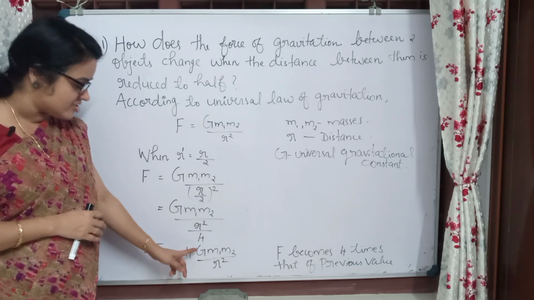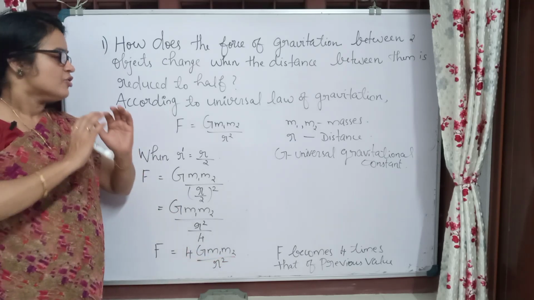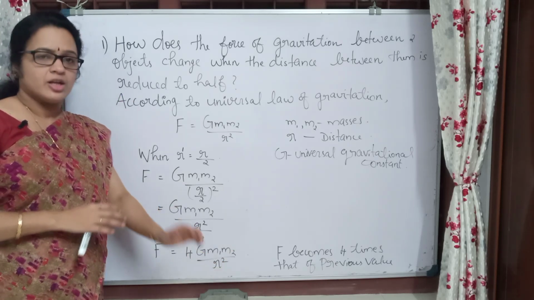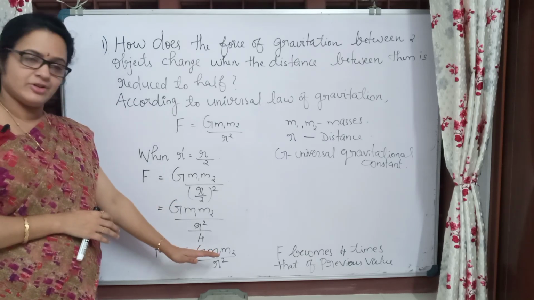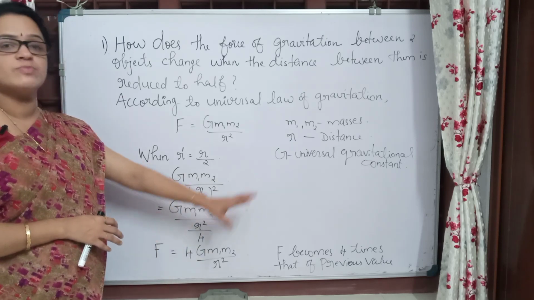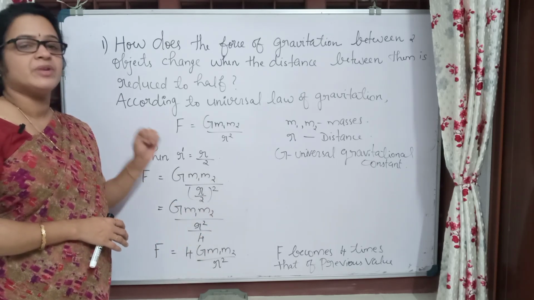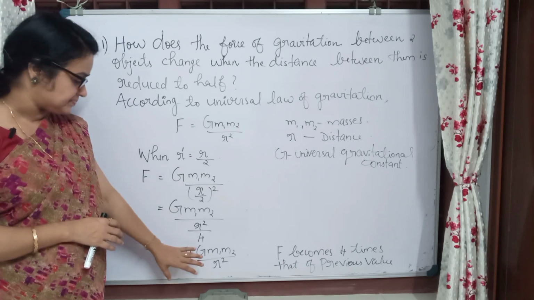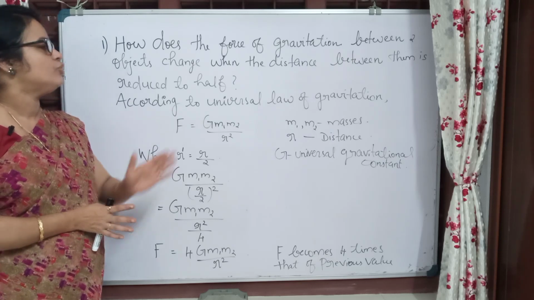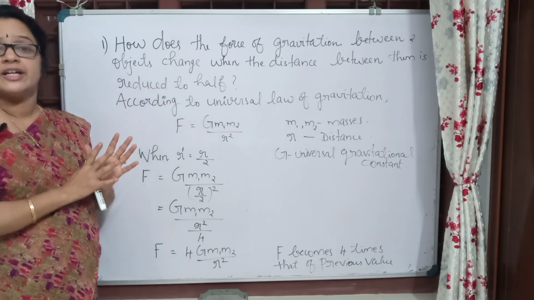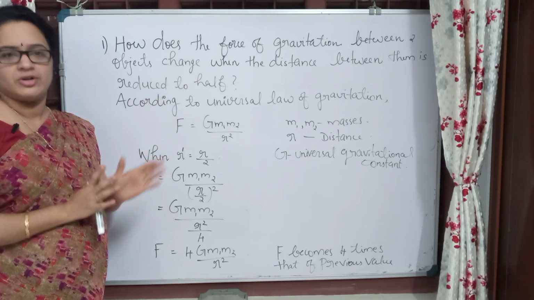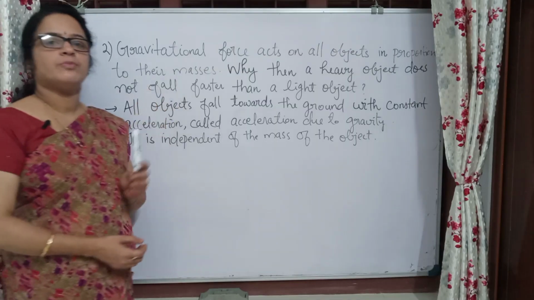Here G into m1 m2 by r square is the force itself, right? Initially the force was G into m1 m2 by r square. Now we are getting 4 into F, that is 4 into G m1 m2 by r square. So how can we say that? The force becomes 4 times the previous value, because the force of gravitation becomes 4 times the initial value when the distance between them is reduced to half. Like this we have to find the force of attraction between the two bodies. Okay, clear? Now we can move to the second question.